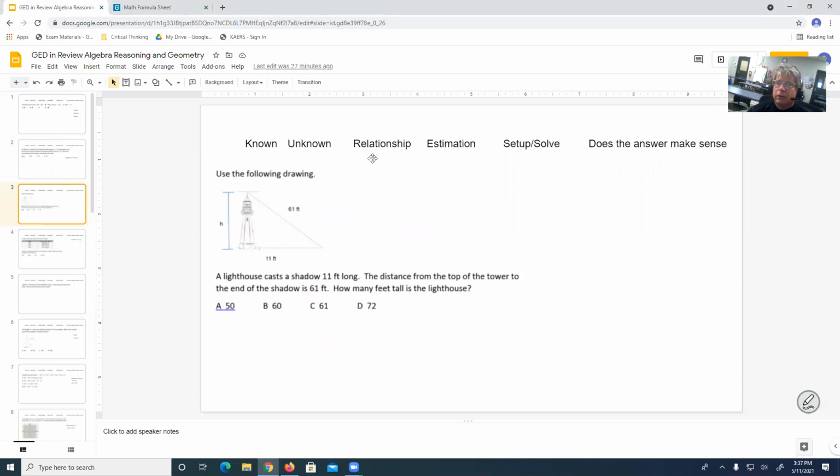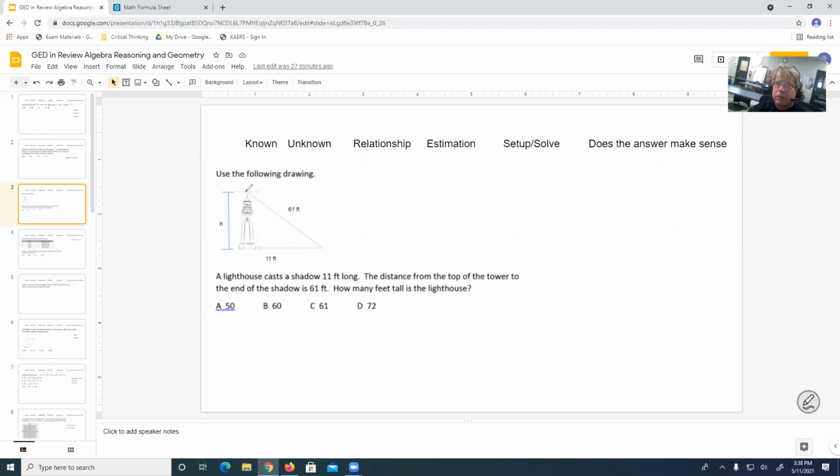So on this one here, this drawing is not real clear. So we're going to try to use this following drawing. A lighthouse casts a shadow of 11 feet long. The distance from the top of the tower to the end of the shadow is 61 feet. How many feet tall is the lighthouse?